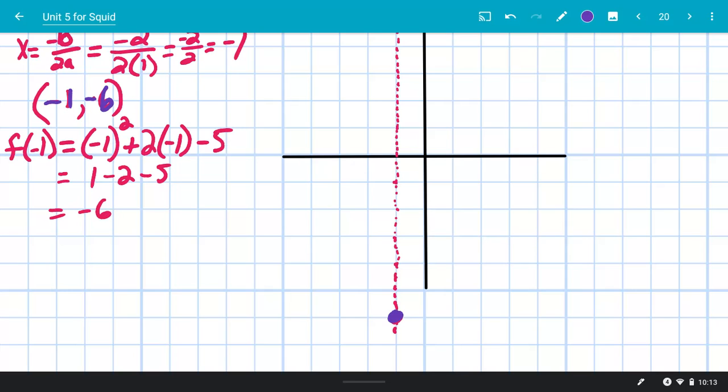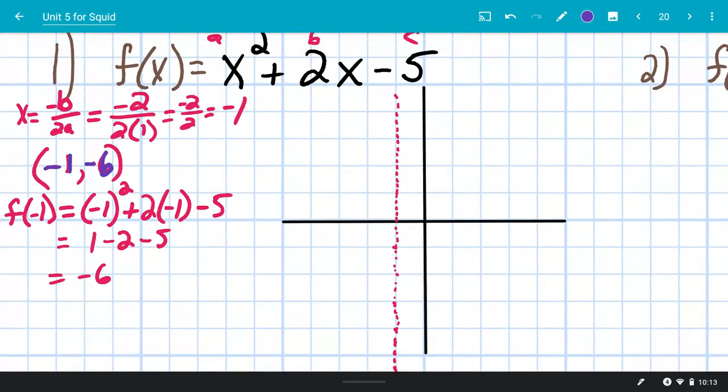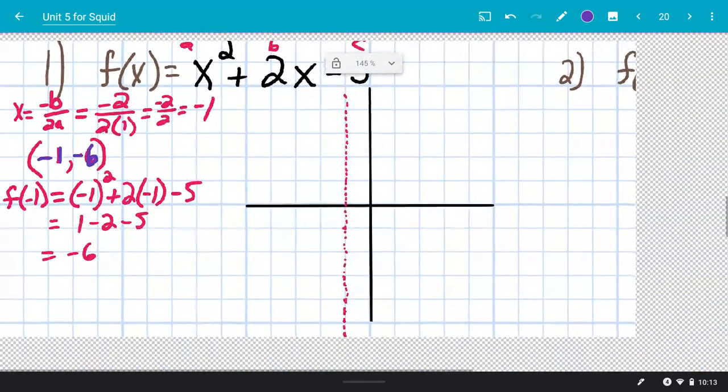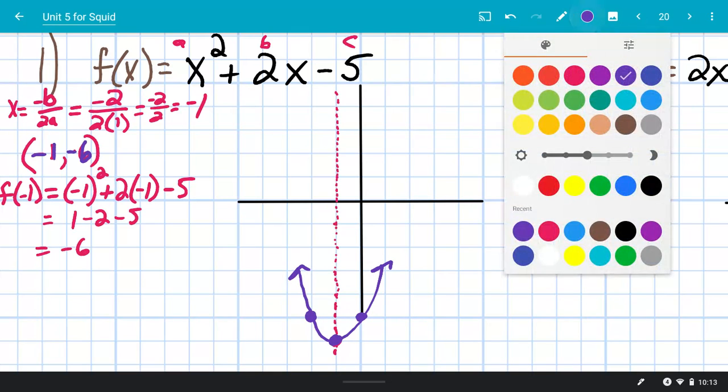Can I now use my leading coefficient? Absolutely. What's my leading coefficient? It's a 1. So from that vertex, I can go up 1, over 1, up 1, over 1. And there is my parabola. Pretty simple. I want to point out one more thing.